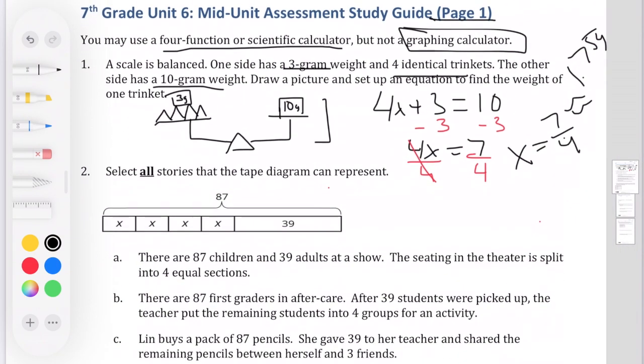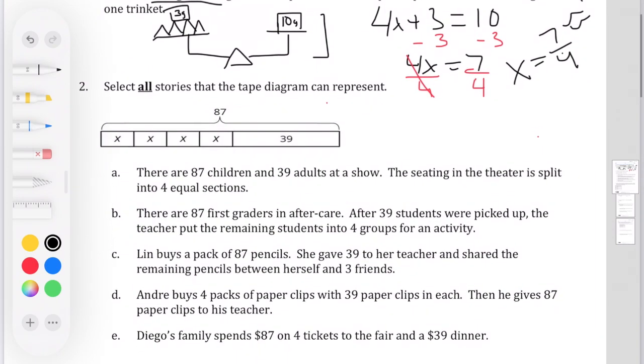Now, as we move on to number 2, we have: select all the stories that can represent the tape diagram. Well, first thing, we look at the total, which is 87. So we're looking for something that has a total of 87, and they added 39, and then of course they have 4 individual equal parts right here. So before you go read through that, how I would set up the equation for this would be 4x plus 39 is equal to 87.